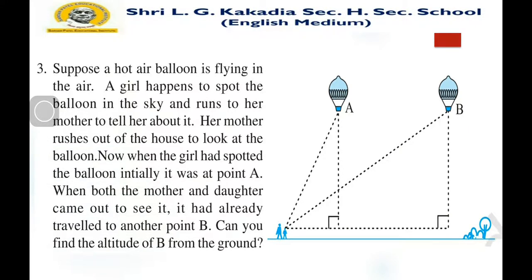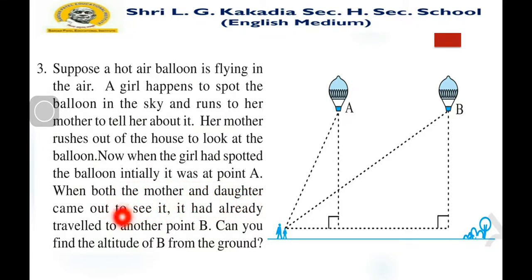Suppose a hot air balloon is flying in the air. A girl happens to spot the balloon in the sky and runs to her mother to tell her about it. Her mother runs out of the house to look at the balloon. When the girl had spotted the balloon, initially it was at point A, but when her mother came out, its position was B. When both the mother and daughter came out to see it, it had already traveled to another point B.